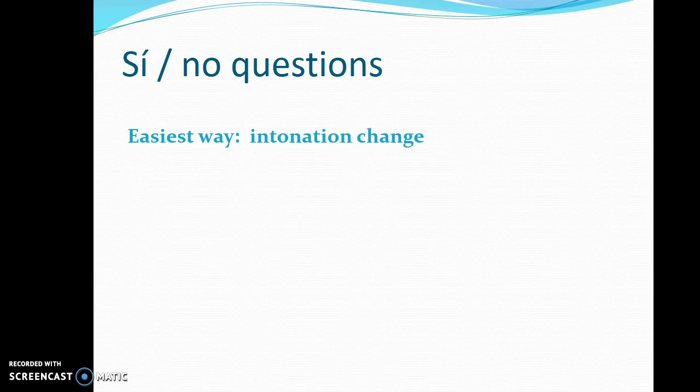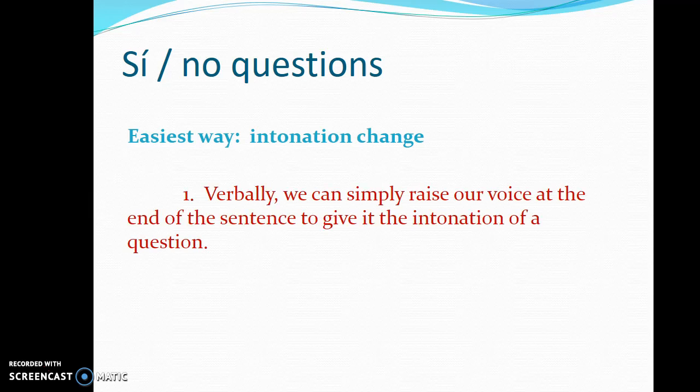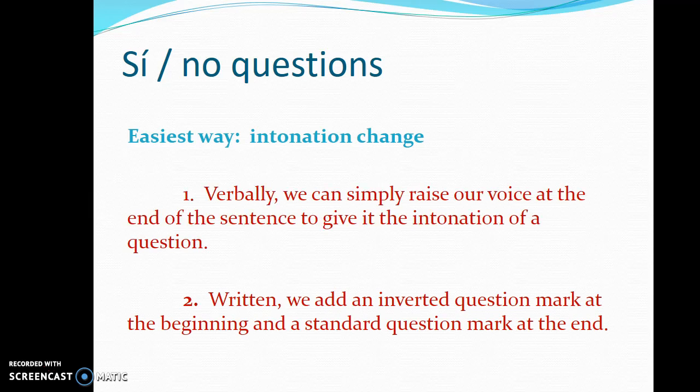Okay? What this means is if you know how to form a statement, let's use a simple one like Juan habla español. To make this a question, does Juan speak Spanish? All we have to do is literally raise our pitch at the end of the phrase. So, Juan habla español is now a question. Okay? When we write this down, we'll have two question marks. We'll have an inverted or upside down question mark at the beginning, and we'll have a standard question mark like we have in English at the end.